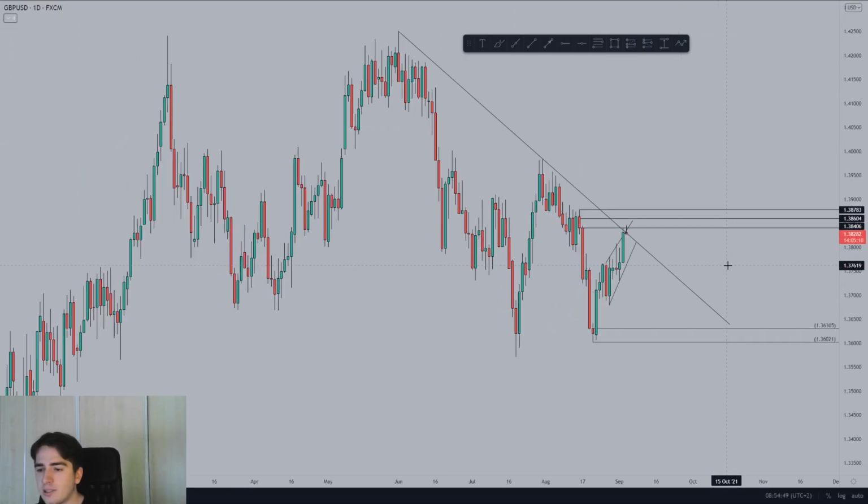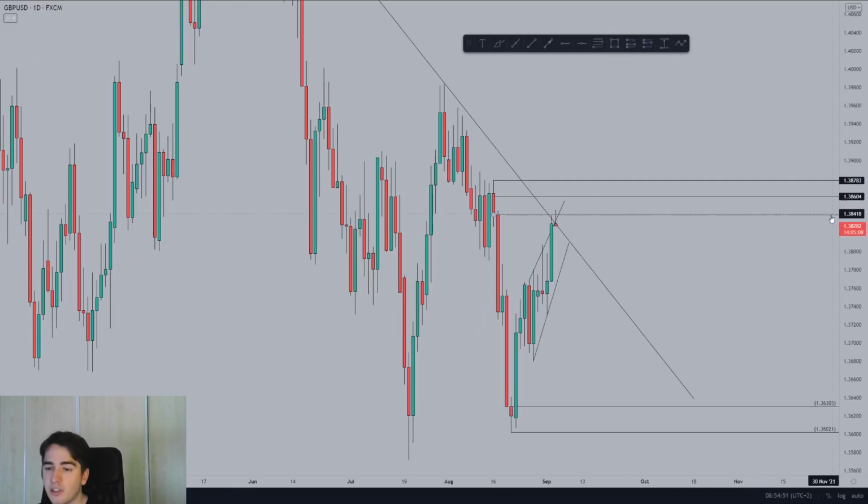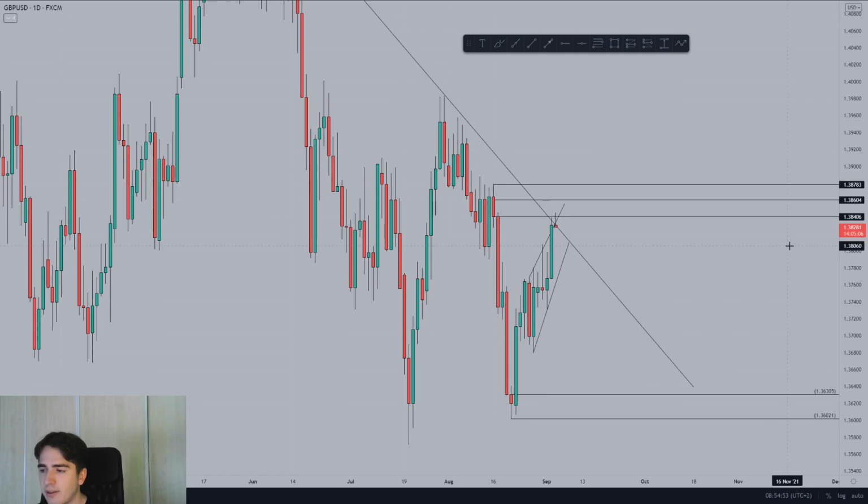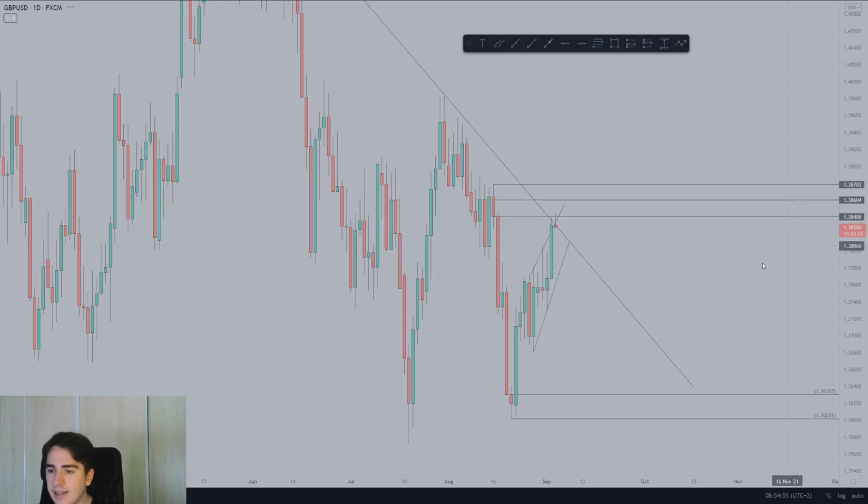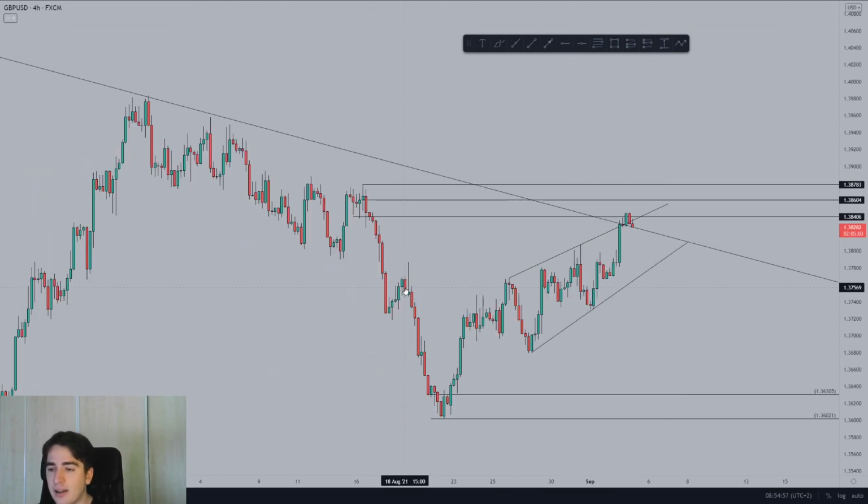And pound dollar, guys. Pound dollar has hit my level to absolute perfection. Shared this level on Discord, 1.38406. Currently rejecting it. As we can see, we also have this nice ascending wedge. So I am expecting some more potential downside from pound dollar today, from this region of supply. We could still move in for another scoop before heading further down, but it is looking good for a push down. But once again, guys, today we have NFP, so be very cautious with your trades.